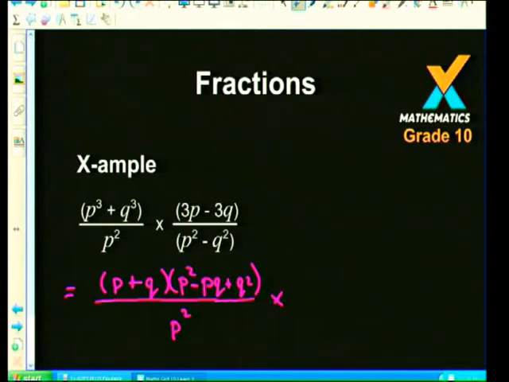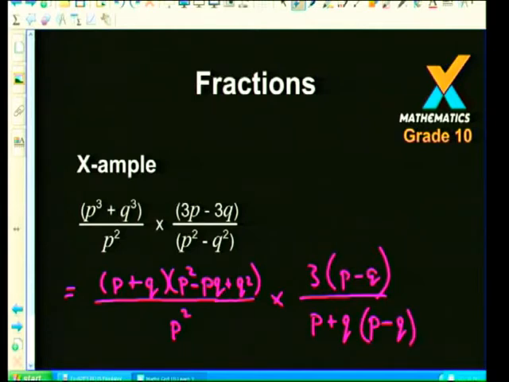Let's look at our second term. Right, I can take out a 3 as a common factor, and I'm left with a p minus q. And at the bottom, I've got the difference of two squares, p plus q, p minus q. There we go. I have now factorized my fraction.